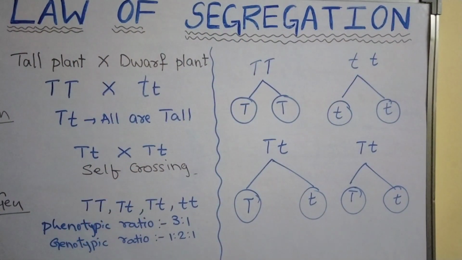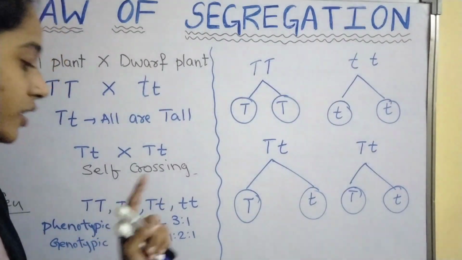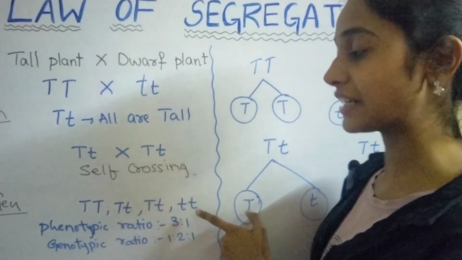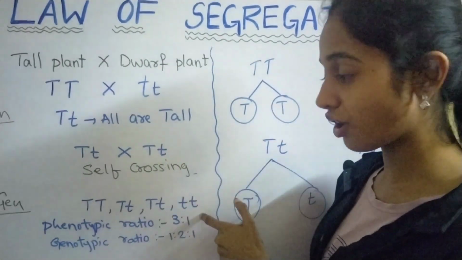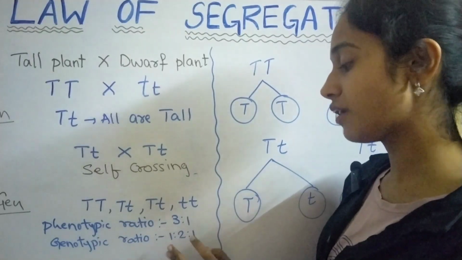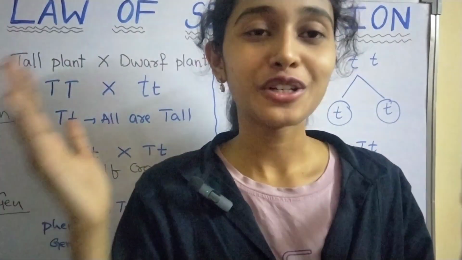So in the F2 generation we get capital T capital T, capital T small t, capital T small t, small t small t. That is, three will be tall plants and one will be a dwarf plant. The phenotypic ratio is 3 is to 1 and the genotypic ratio is 1 is to 2 is to 1. Hope it is clear to you.